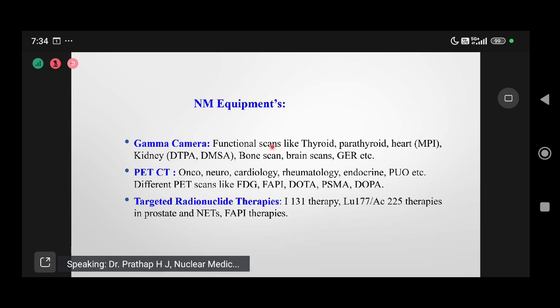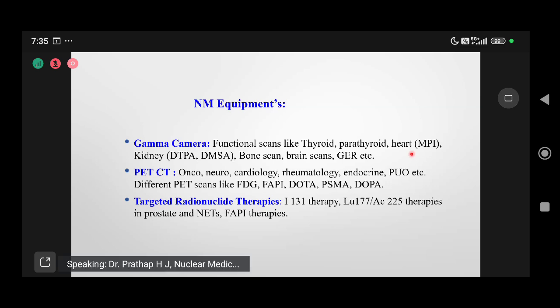Gamma scans are functional scans like thyroid scans, parathyroid scans, and myocardial perfusion imaging, which was called the stress thallium scan in all these years. Nowadays, stress thallium is not done because we have better agents than thallium, which we call the technetium sestamibi or tetrofosmin perfusion scans, which are better than stress thallium, but the name has remained like that.